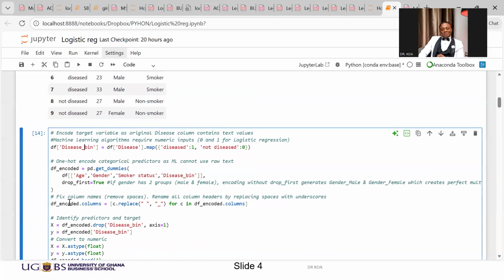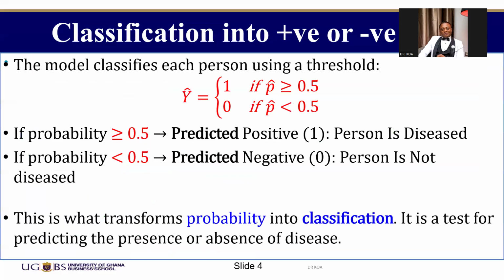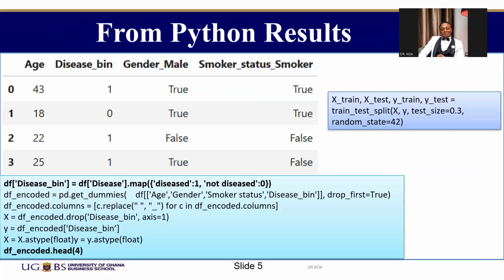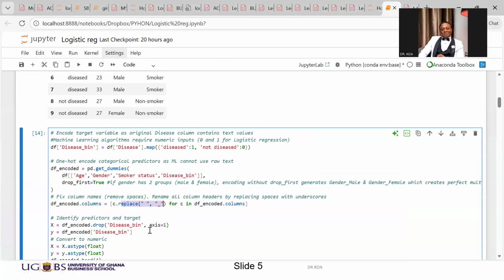All right. The next one is that after you've done all of this one hot encoding, anytime there is a comma, you instruct the code that whenever you see a comma, make it a dash. So here, replace a comma with a dash. So you see that in my slides, okay, you will notice that some of them are called disease underscore bin because I've made it like that.